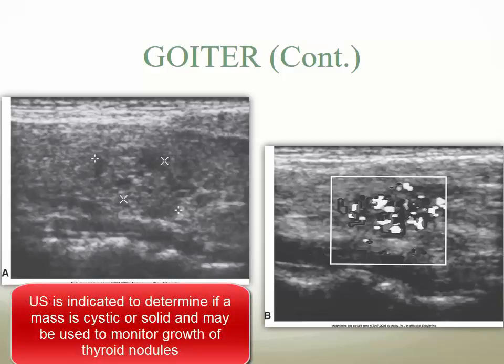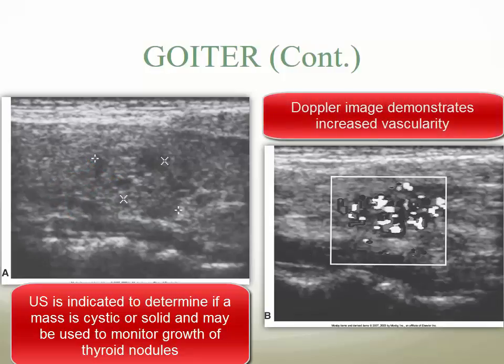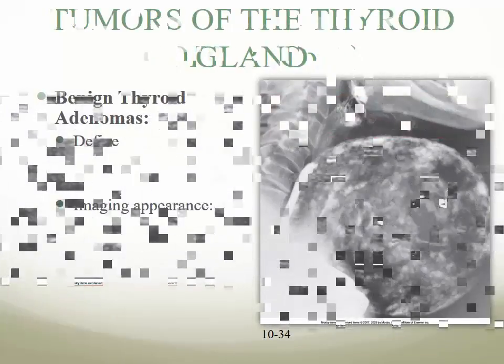Ultrasound is indicated to determine whether a non-functioning mass detected on a radioactive iodine scan is cystic or solid. It may also be used to monitor growth of thyroid nodules. In the image shown here, we can see that there's a solid mass that was measured to be 8 by 15 millimeters in both lobes of the thyroid. The Doppler image demonstrates increased vascularity.